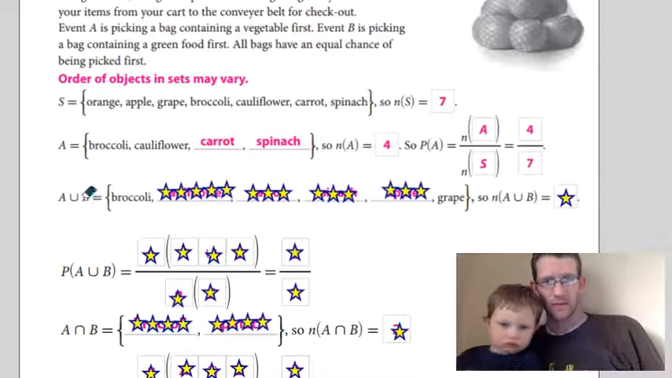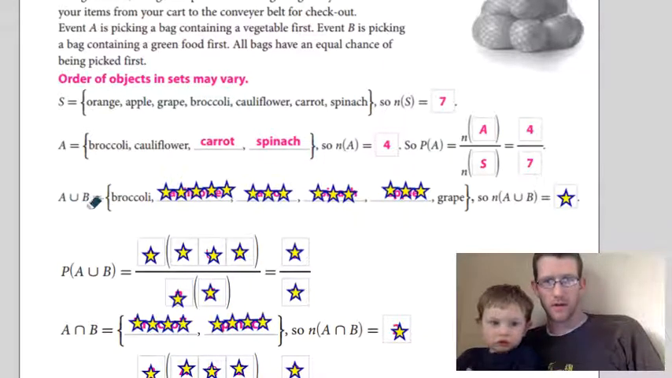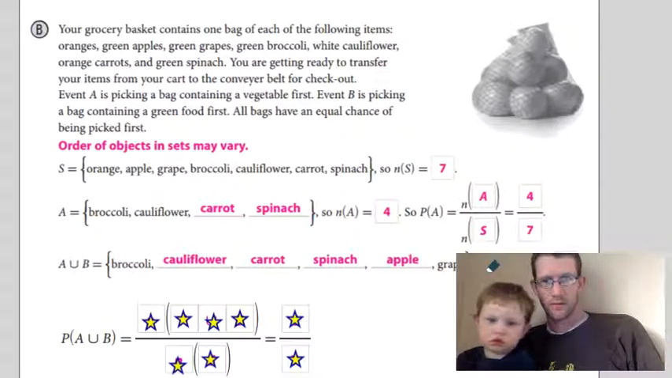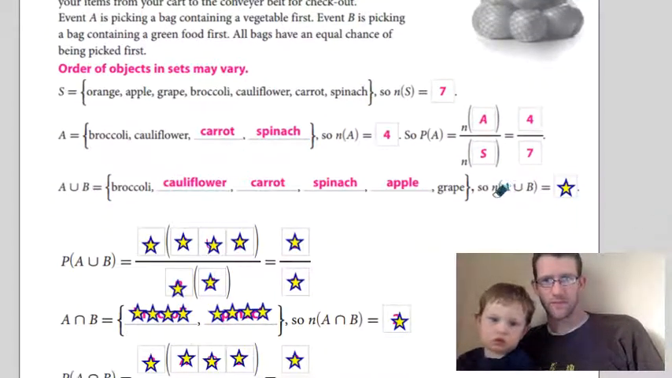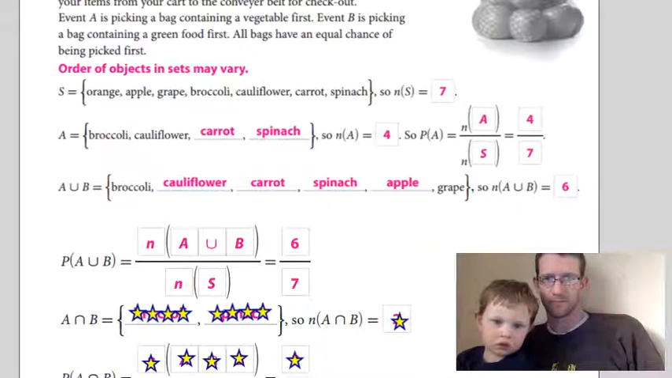The union of A and B, right? These are things, the OR, is it A or B? Broccoli, cauliflower, carrot, spinach, plus all of the things in B, which are green. So what is green that isn't a vegetable? Well, that's green apples and green grapes. So include the apples and the grapes. So the number of elements in the union of A and B is equal to 6. So the probability, therefore, is 6 over 7.